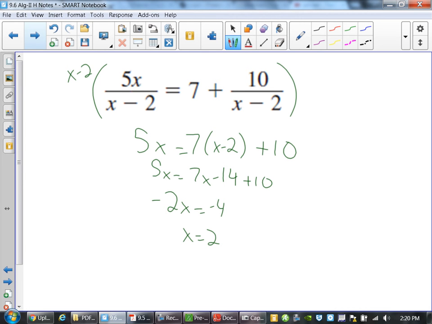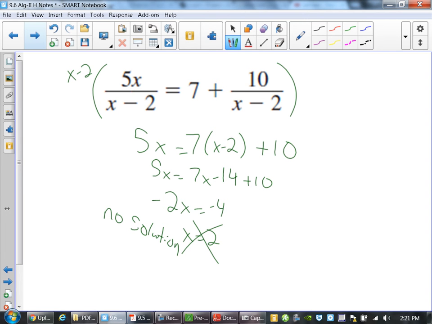But wait! Does x equal 2 work? No. Because if you substitute, you can't divide by 0. This is what you call an extraneous solution. So this problem has no solution. It's no solution. 2 would be considered extraneous. It's an excluded value. It's an answer, but it's not an answer.